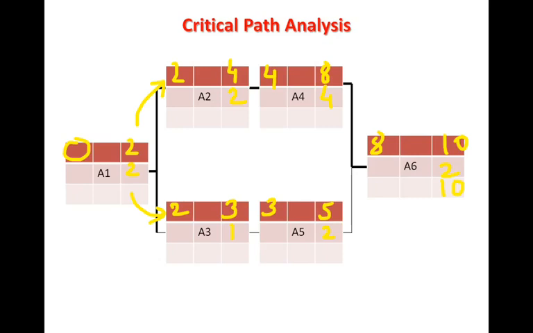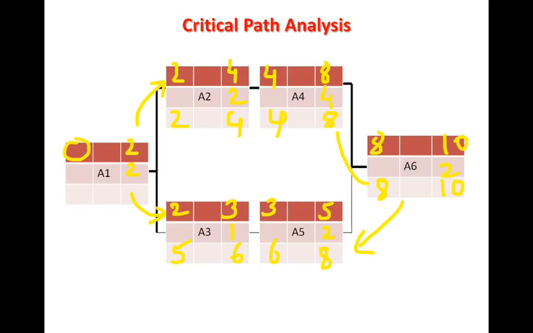So 10 minus 2 is 8, and then we take this 8 here and this 8 here, and then we subtract 8 minus 2, 6. So we take this 6 here, 6 minus 1, 5. And same thing we do here, 8 minus 4, 4. We take this 4 here, 4 minus 2, 2.